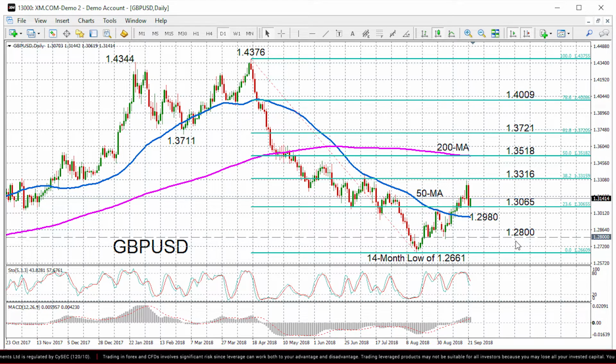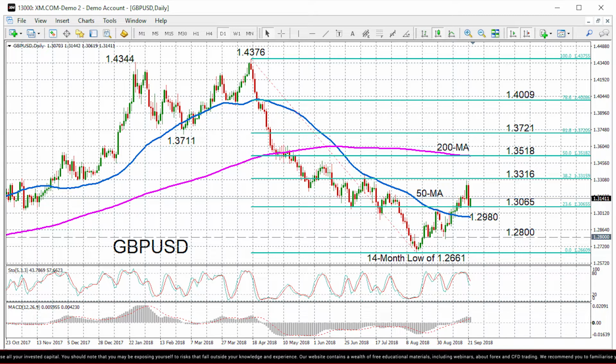If prices were to drop below the 1.28 level, it would risk driving the pair below that 14 months low, 1.2661, we saw back in mid-August, and that would signal a resumption of the medium-term downtrend.